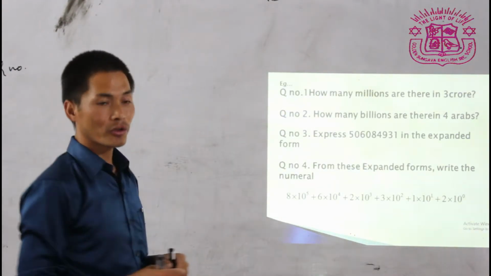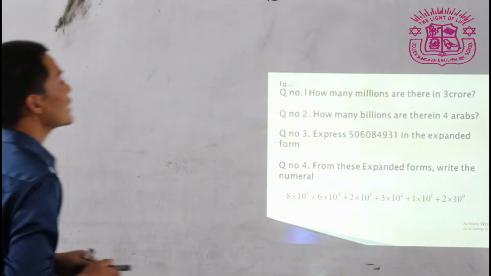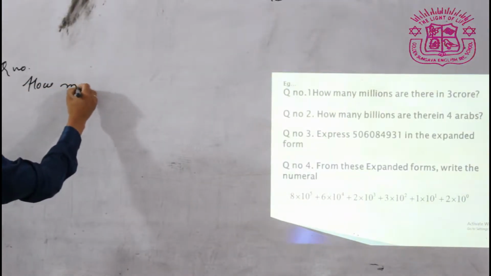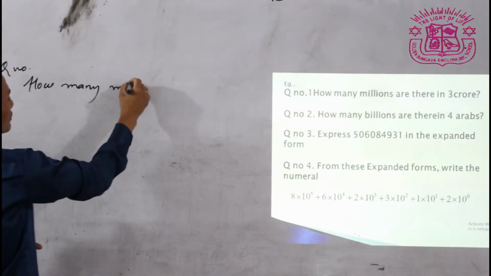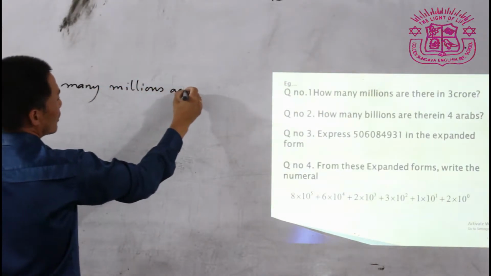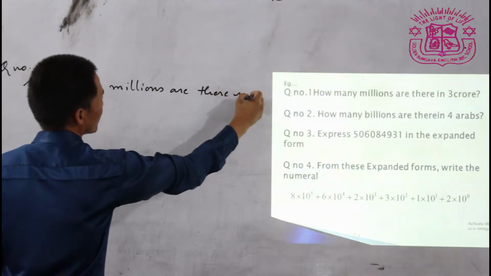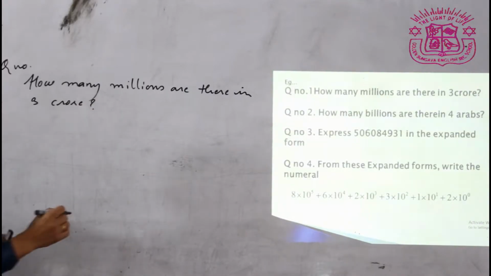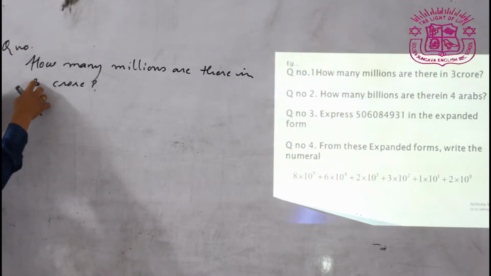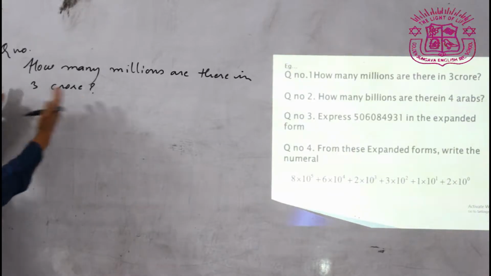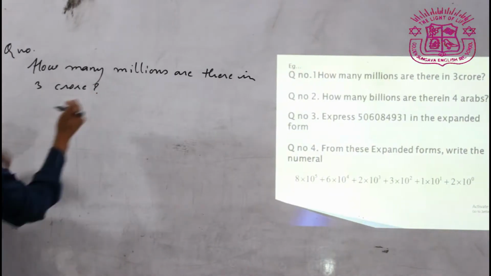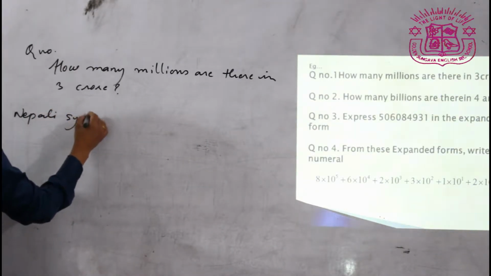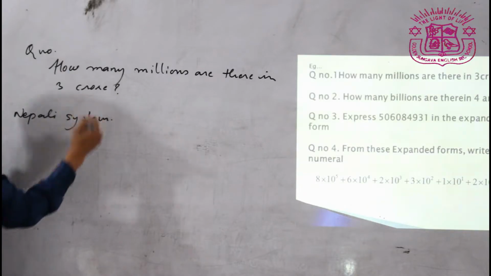Okay, for you, question number 1. How many millions are there in 3 crores? First of all, let me write the number 3 crore in Nepali system. Okay, let's write 3 crores.